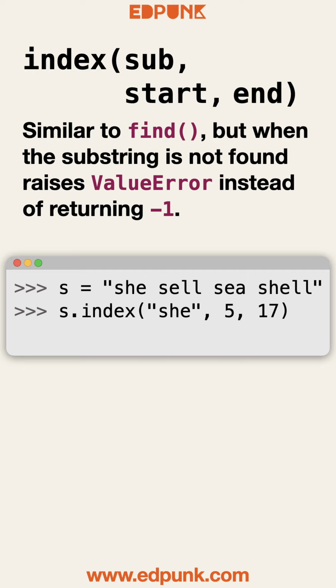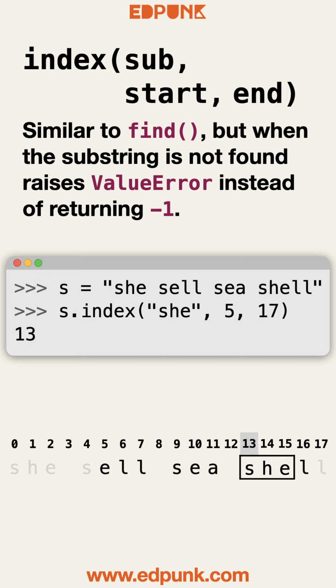Let us take another case where we execute s.index she, 5, 17. Now the new search string starts at index 5 and ends at index 16. The method is able to locate an occurrence starting at index 13, so it returns 13.